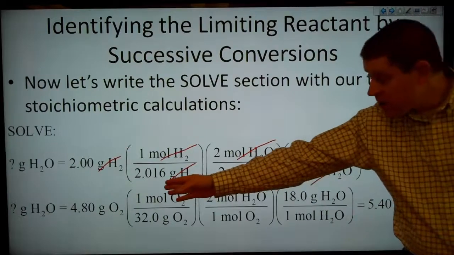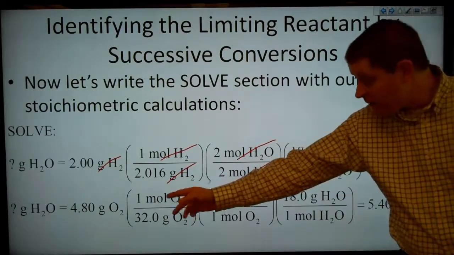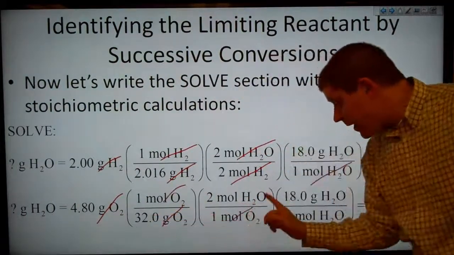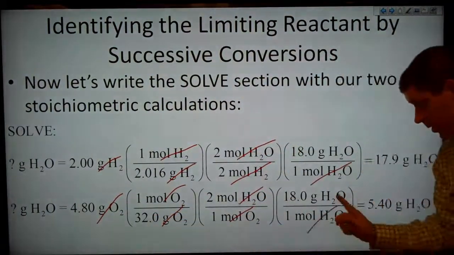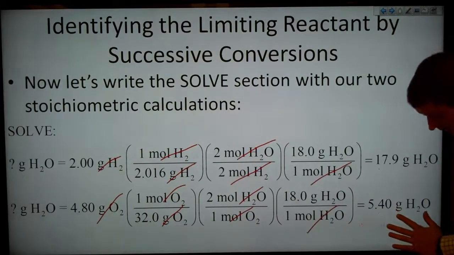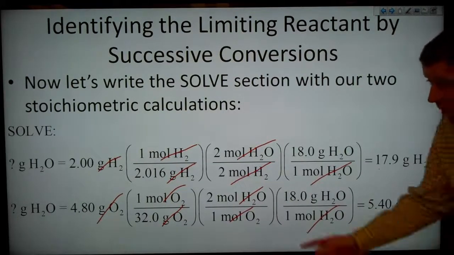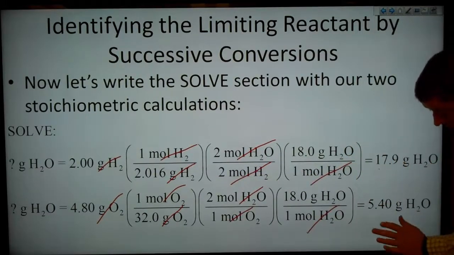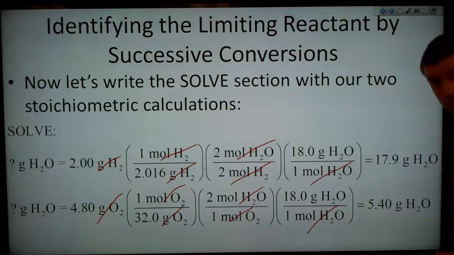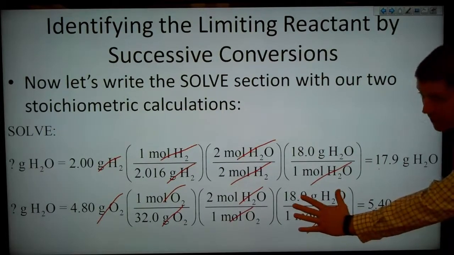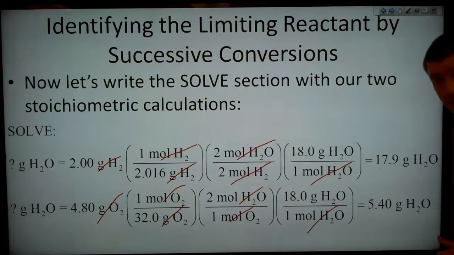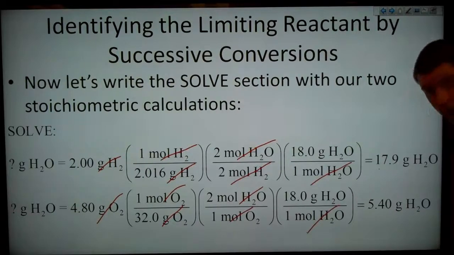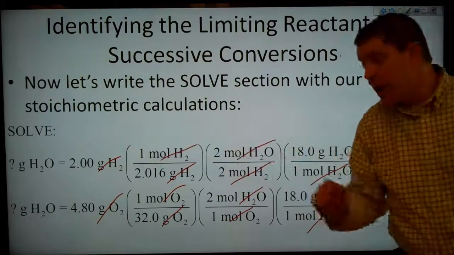In the next calculation, we start out with our mass of oxygen, 4.80 grams of oxygen. We convert from grams of oxygen to moles of oxygen, convert from moles of oxygen to moles of water, convert from moles of water to grams of water, and we find out that 5.40 grams of water can be made from our 4.80 grams of oxygen. Now, the lower of our two is 5.40 grams of water, and that means that oxygen was our limiting reagent, our limiting reactant, and we're only going to be able to produce 5.40 grams of water because we're going to run out of oxygen before we run out of hydrogen.